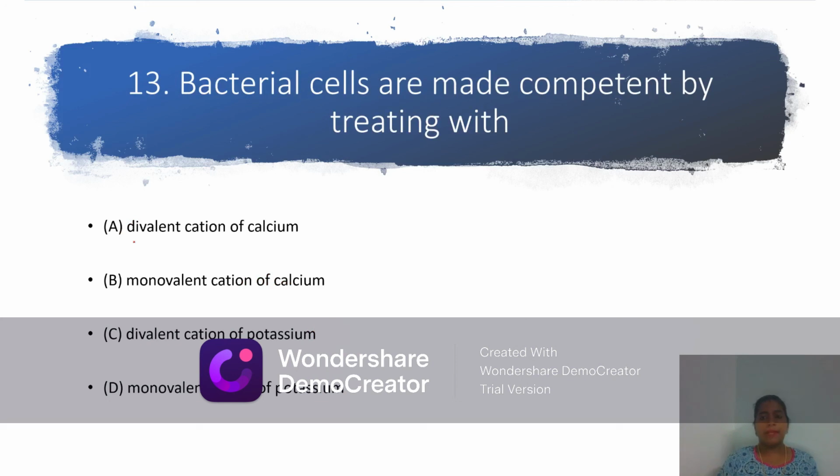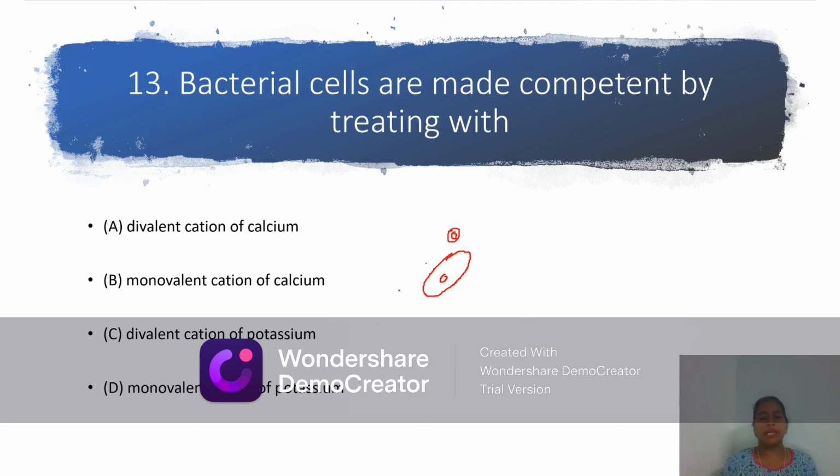Bacterial cells are made competent by treating with what? Okay, so this is a bacterial cell. You wanted to make transient pores on this. Here you have your vector, and you wanted to introduce it into these bacterial cells. How will you make them competent? How will you get it absorbed?